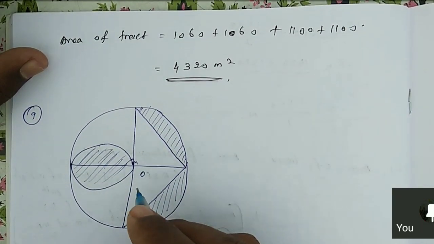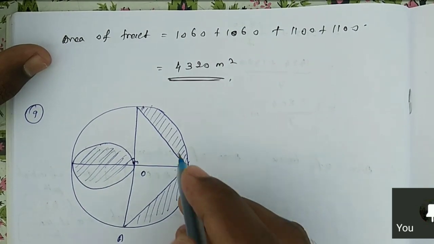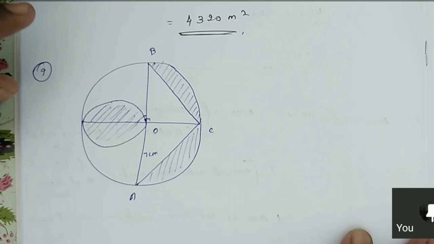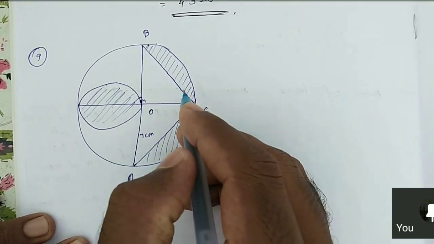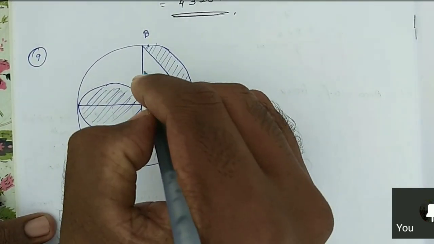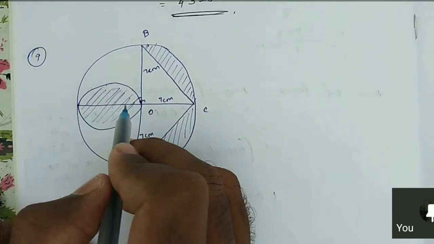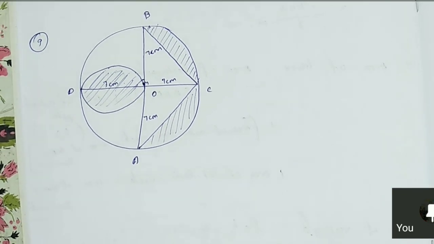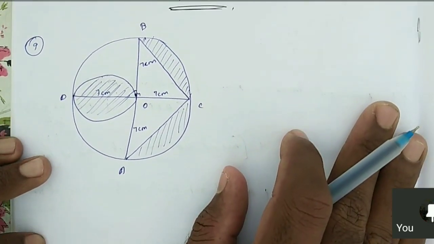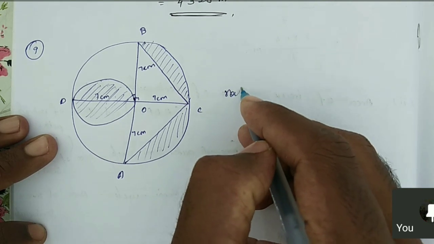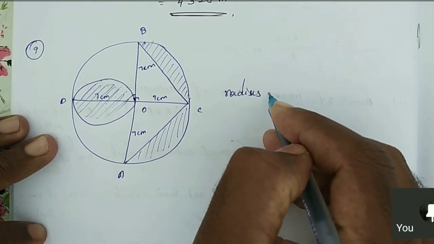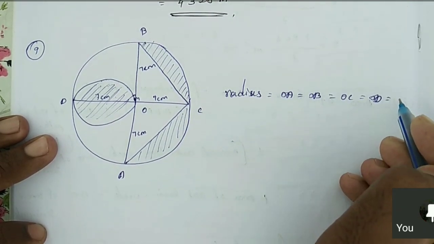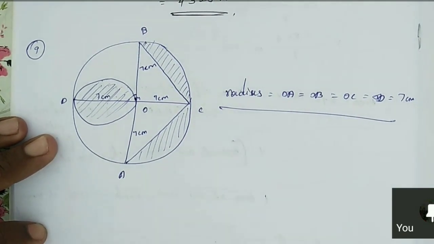And they have given O, A, C, B. So OA, what is the measure? 7 centimeter. It is a radius. So OA is equal to OC, that is 7 centimeter. OB also 7 centimeter. Then OD also 7 centimeter. Are you all clear? We can write the radius OA equal to OB equal to OC equal to OD is equal to 7 centimeter. Okay, now we have found it.